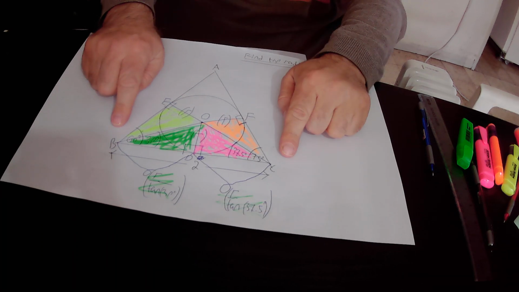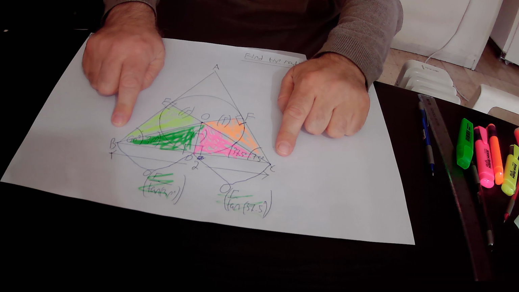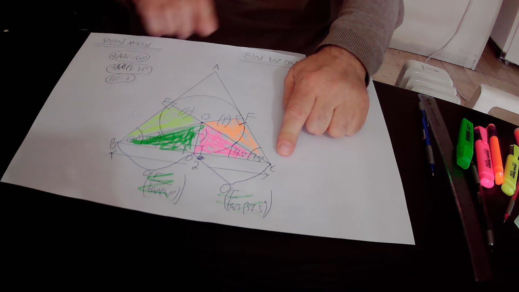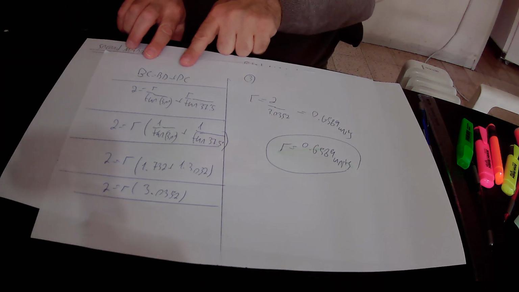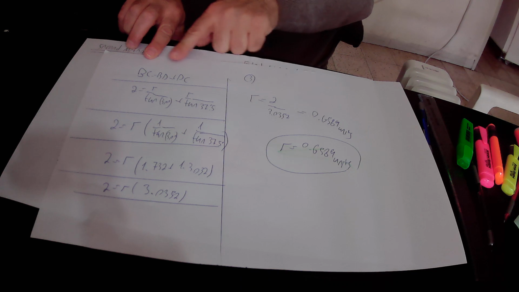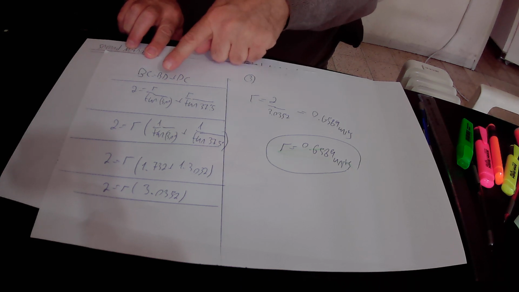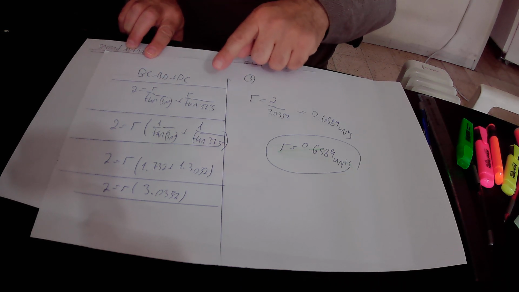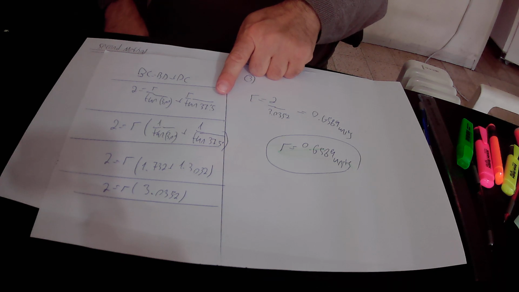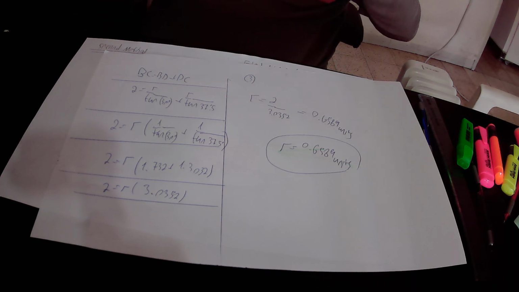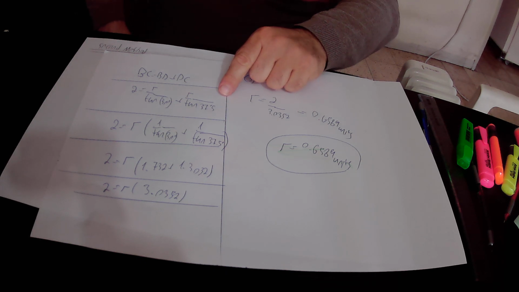From the drawing, it is very easy to see that BC equals BD plus DC. BC is 2, BD is R over tangent 30 degrees, and DC is R over tangent 37.5 degrees. So in conclusion, 2 equals R over tangent 30 degrees plus R over tangent 37.5 degrees.